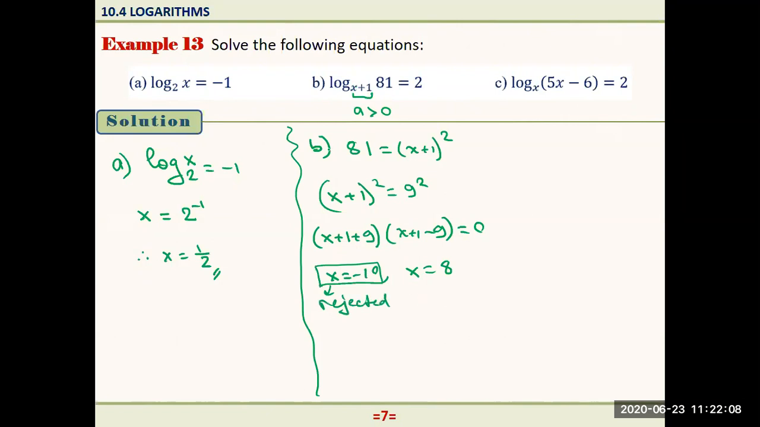So when you're solving, you should be careful because in the definition, we say that the base is always positive, right? And here, when x is 8, the base is 9, which is correct. 9 squared equals 81 is correct. So the solution of this equation is 8.